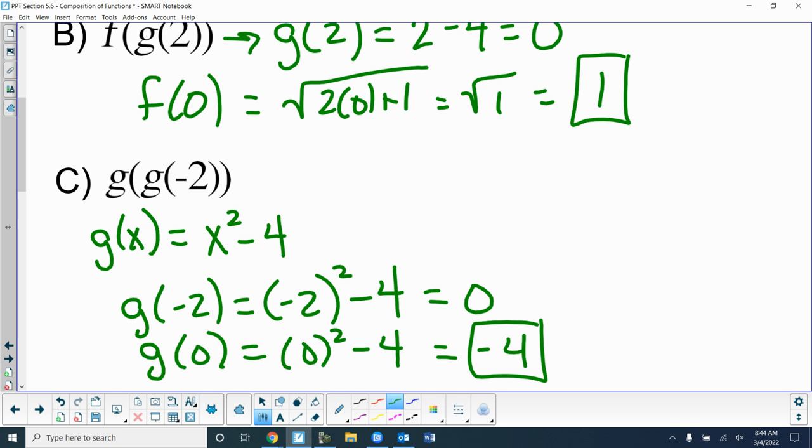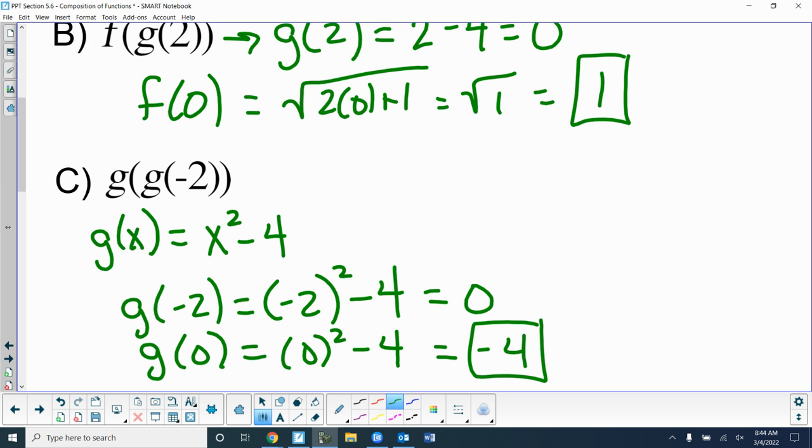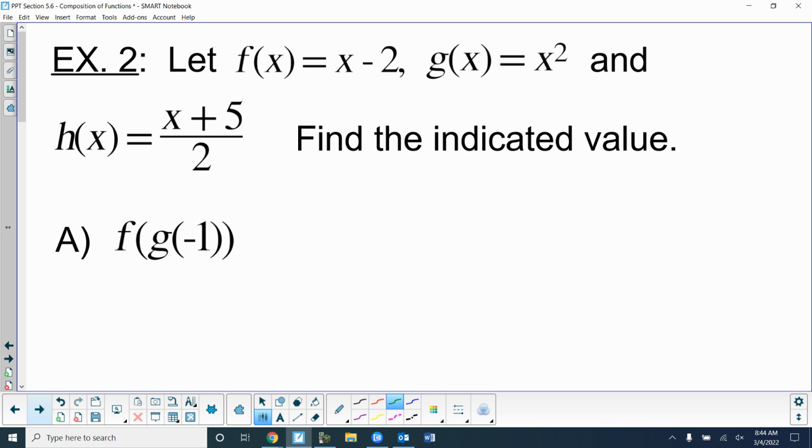Will you write this down? Remember, when you're squaring a negative number, the answer is a positive, right? Some of you put it in like this, and it'll give you negative 4, because the calculator thinks this is like a negative 1 times 2, so it does the exponent first. But really, we should be thinking about it this way. That's a mistake we make sometimes, okay? All right.